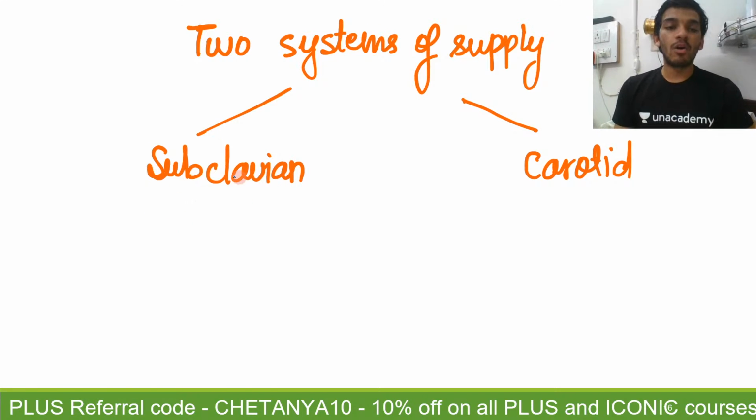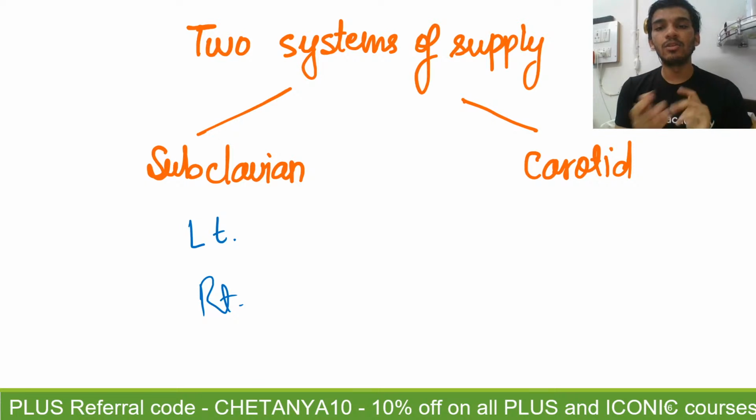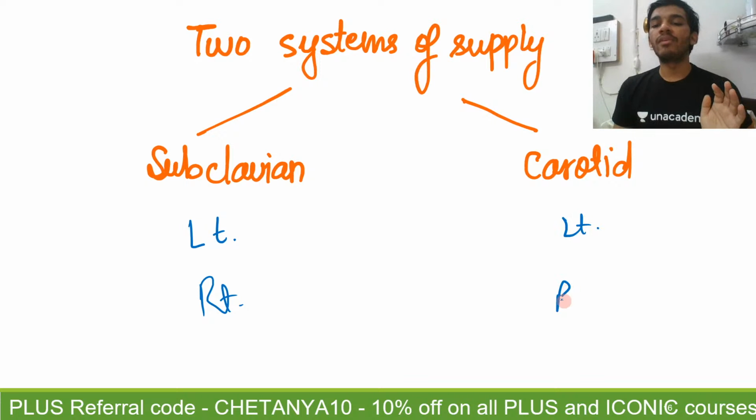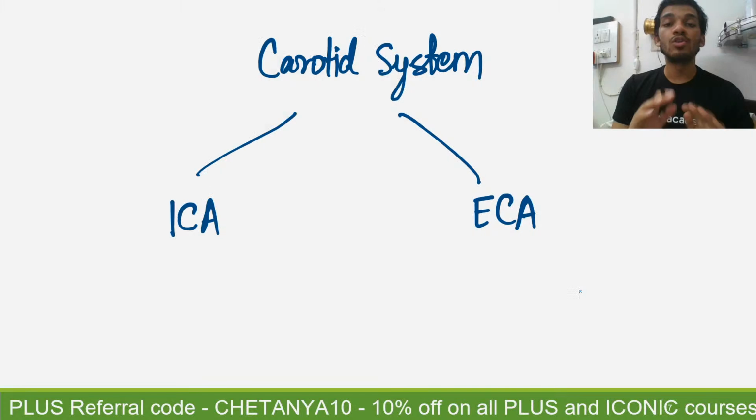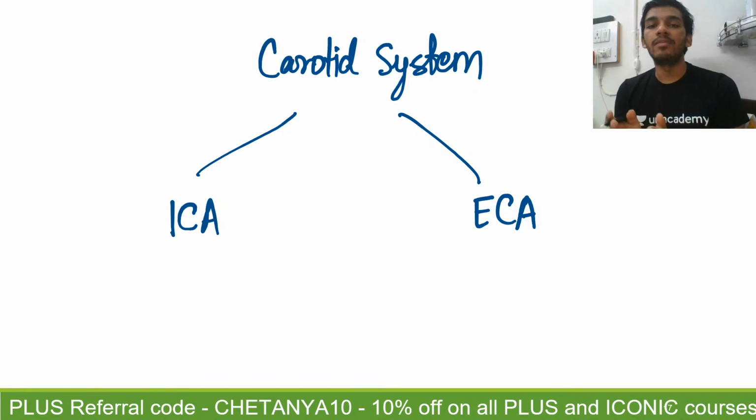So I hope you are aware of from where the left subclavian artery comes from, and where the right subclavian artery comes from. On the right side you have a common brachiocephalic trunk, which further divides into the subclavian and the carotids, whereas on the left side you have a separate origin. I am assuming that you are aware of those basics. First we'll start with the carotid system, then we'll move to the subclavian system.